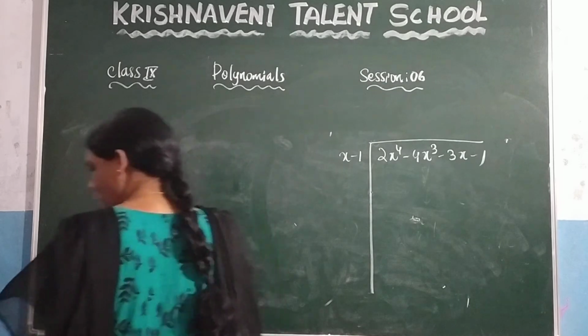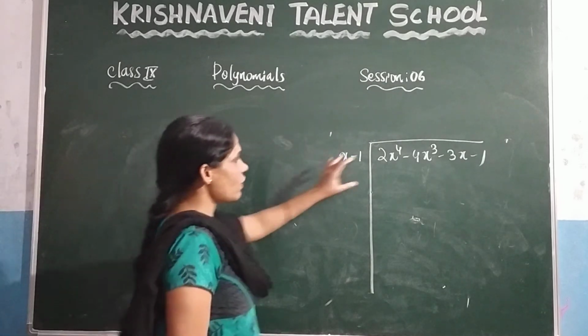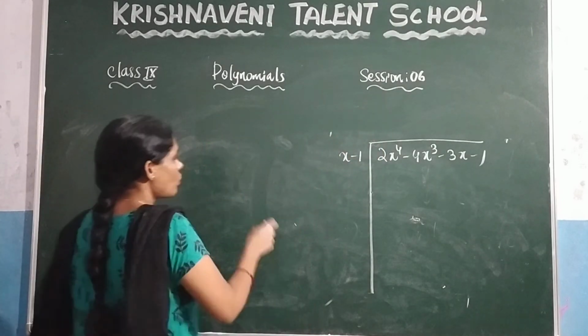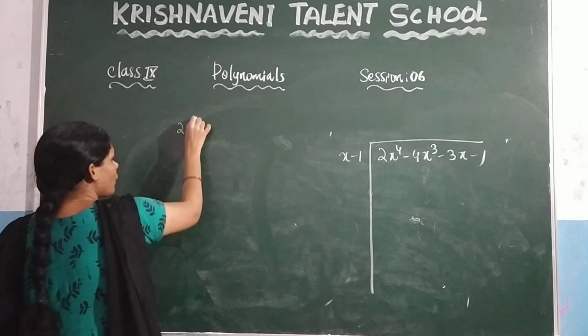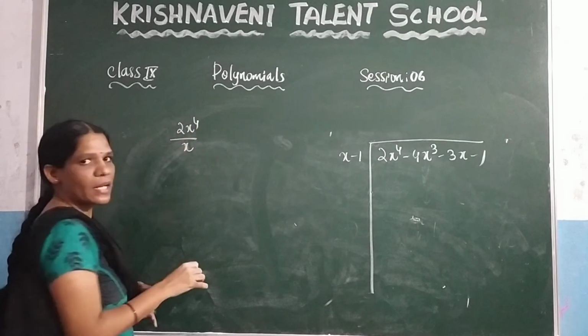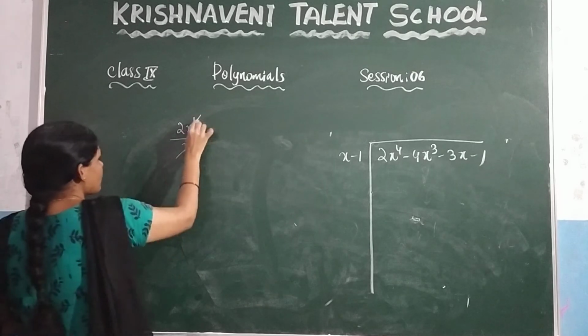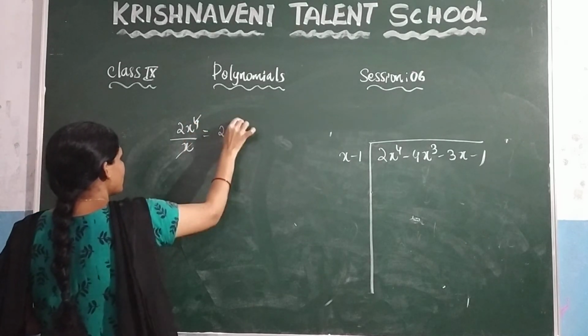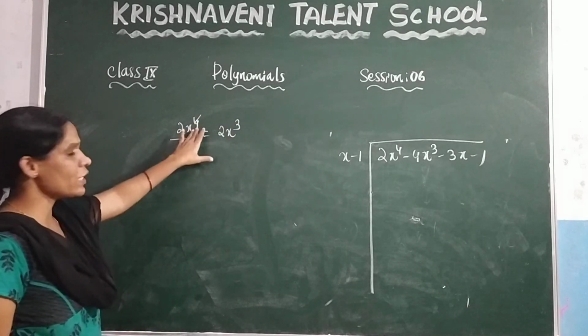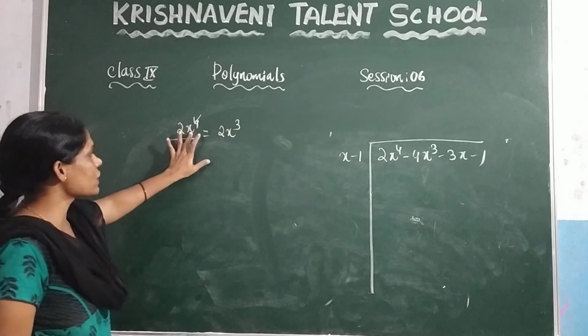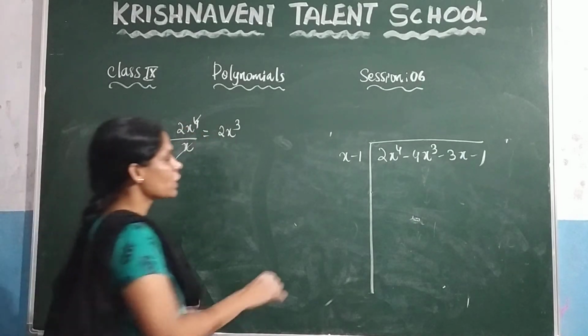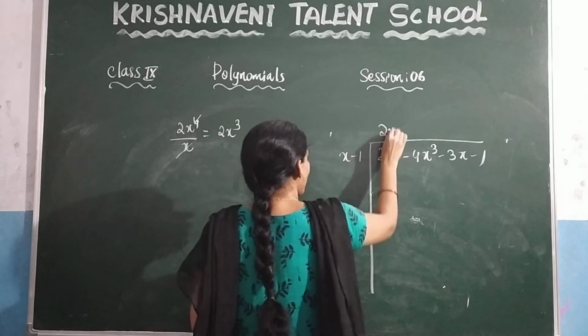What is our first step? You need to divide the first term and this first term. So what you will get here? 2x power 4 by x. And you know that here 1x will be cancelled. Right? We already cancelled 1x. So how many x will be left? Which is 3. You will get here 2x cube. Now write it here: 2x cube.